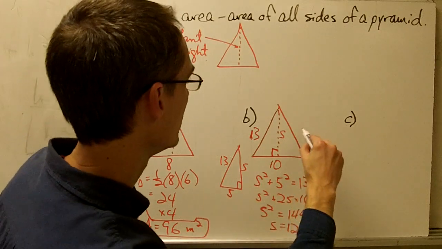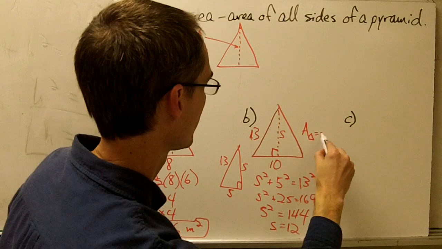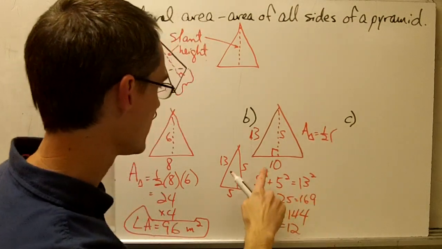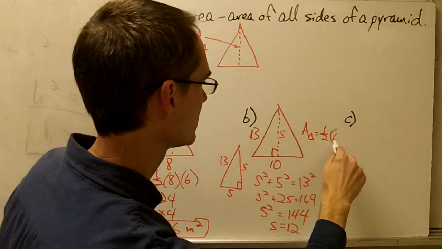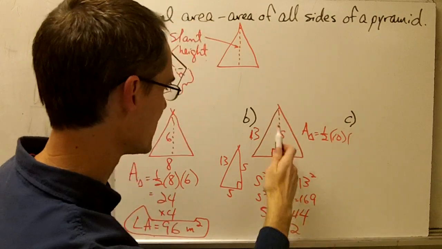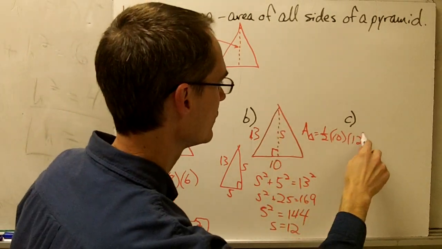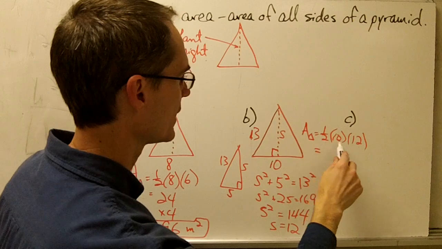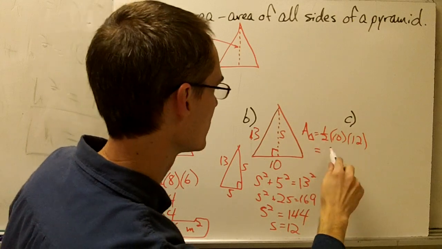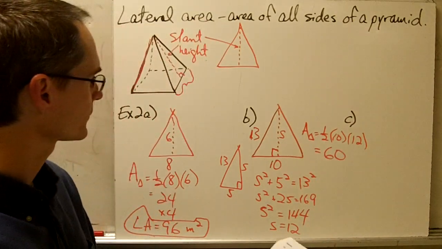So let's see, area of triangle is going to be 1/2 times the base, which is 10, times the slant height, which is 12. And that's going to give me 1/2 times 10 times 12. Let's see, that's going to be 60.